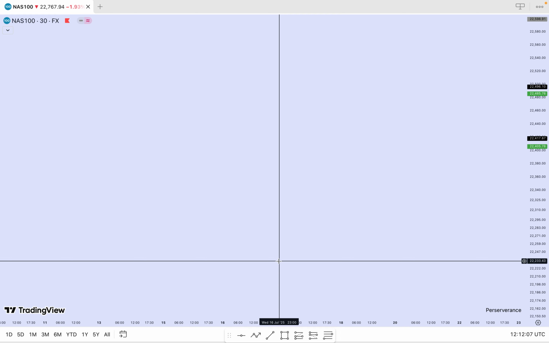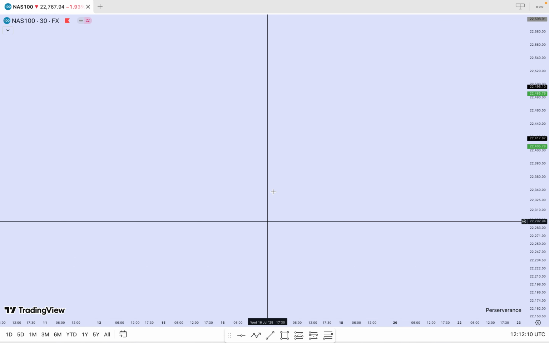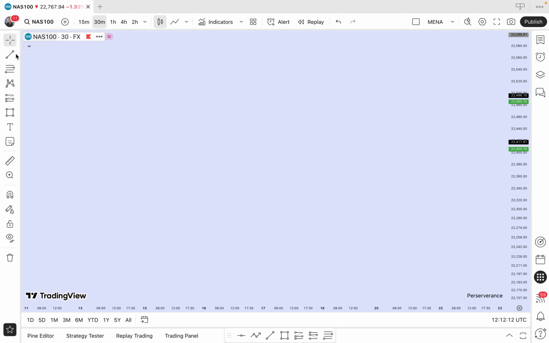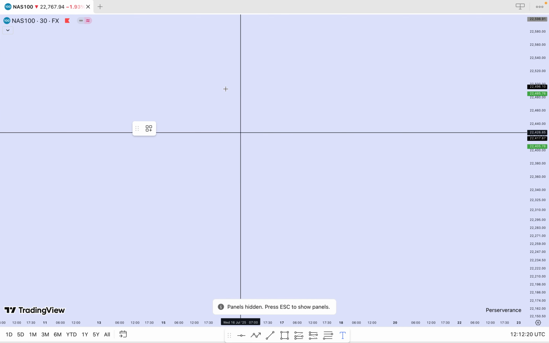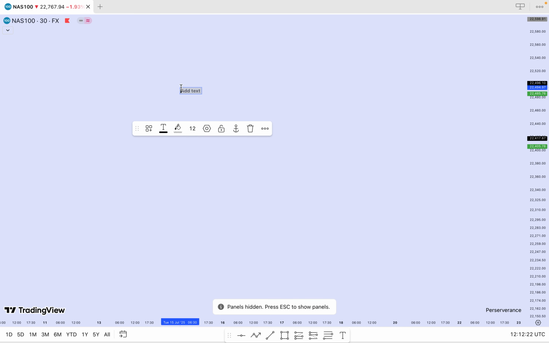Of three basic parts. Okay. The first part, these are just the strategy that I use. It is market structure, liquidity, and point of interest.